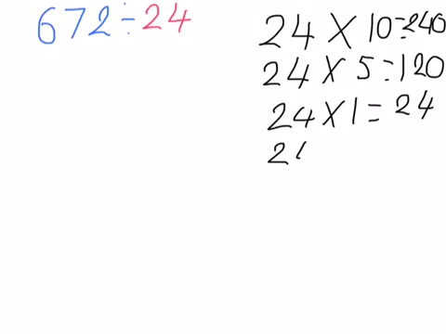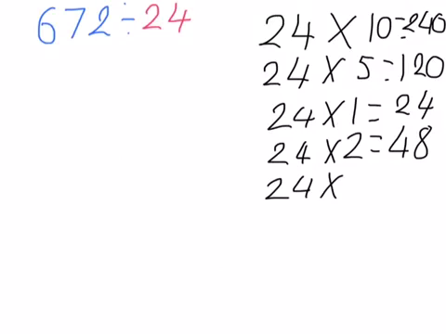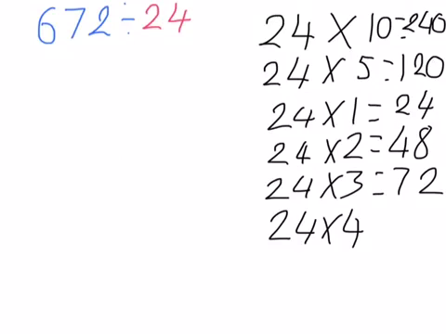I know that 24 multiplied by 2 is just 24 doubled, which is 48. I know 24 multiplied by 3, well, I could add the 24 and the 48, which gives me 72. And 24 multiplied by 4 is just two 24s doubled, which is 96. So I've done some of the working out already. Now I'm going to actually try and solve the problem.